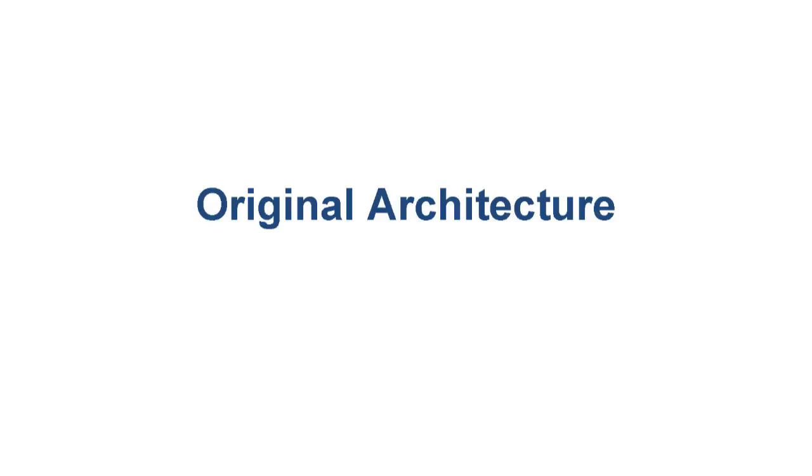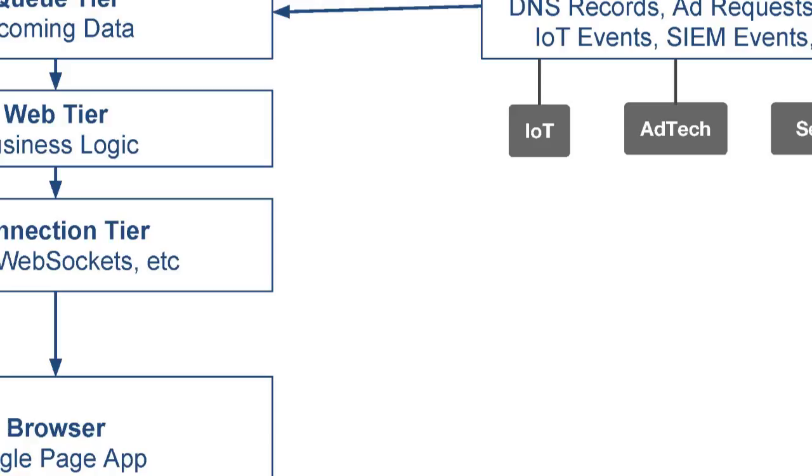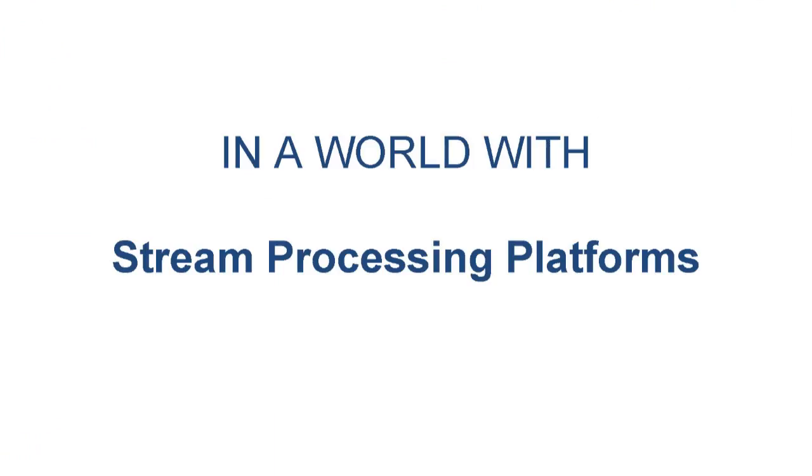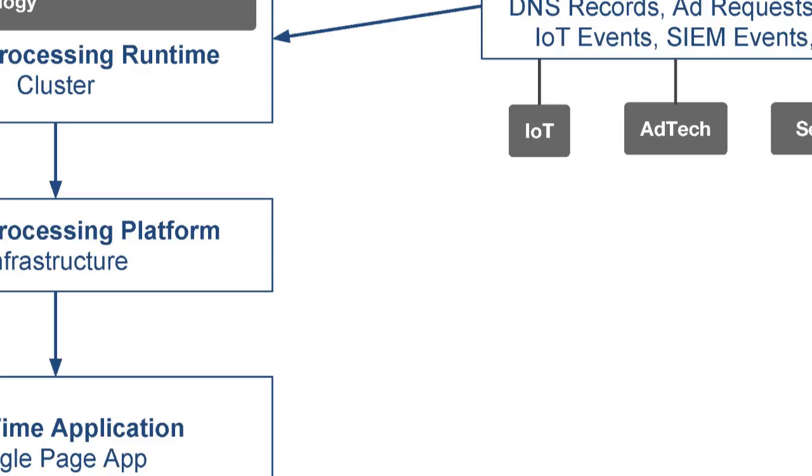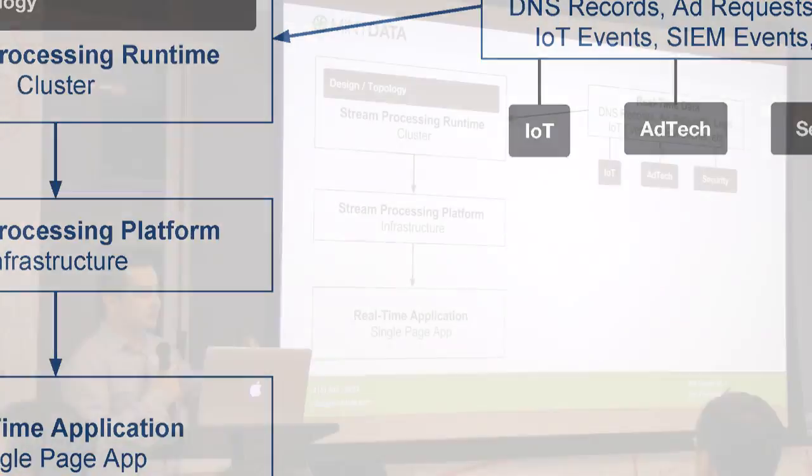So if we have the original architecture, with the queuing tier, the web tier, the connection tier, and browsers, and a real-time data source, this can actually be improved and automated for the things that are interesting. So in a world with stream processing platforms, whether it's MINTDATA or something else, we feel that the future will lead us to these two components here on the left. So we'll have stream processing runtimes. How many people here are familiar with Apache Storm? Okay, so quite a few.